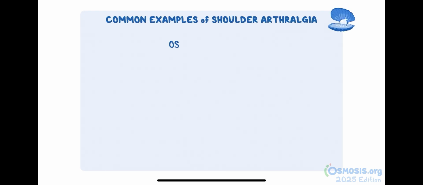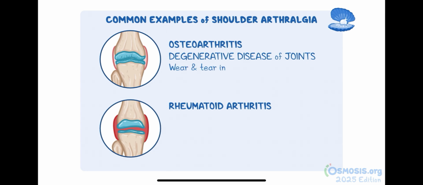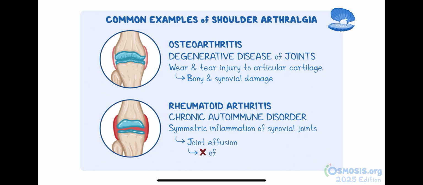Here's another clinical pearl to keep in mind. Common examples of shoulder arthralgia include osteoarthritis and rheumatoid arthritis. Osteoarthritis is a degenerative disease of the joints, characterized by mechanical wear and tear injury to articular cartilage, resulting in bony and synovial damage. On the other hand, rheumatoid arthritis is a chronic autoimmune disorder that involves symmetric inflammation of the synovial joints, leading to joint effusion with eventual destruction of cartilage and bones.